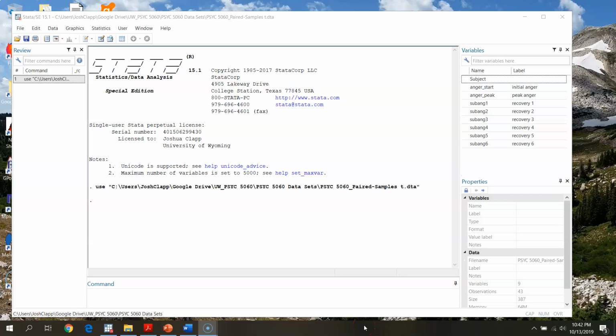Alright folks, what we're going to do in this video is walk through the paired sample t-test example that we went through in class, except this time instead of in SPSS we're going to work through it in Stata. So again, I have my data set open here, the paired sample t data set, with Stata. We're going to work through the screening here and then do analyses and auxiliary statistics in the next video.